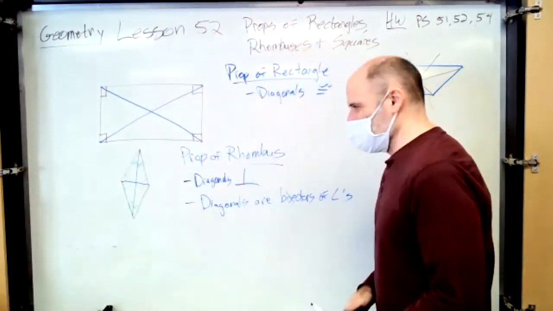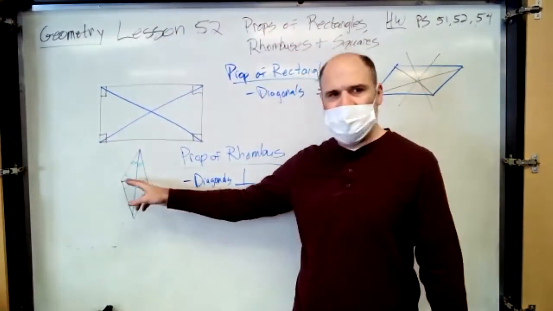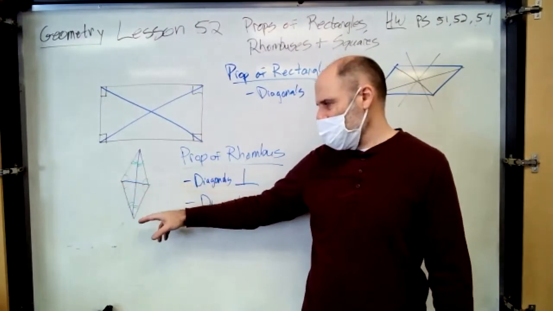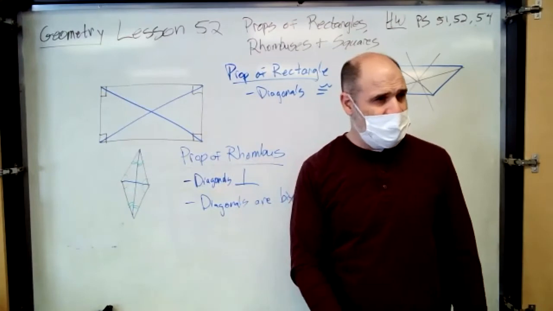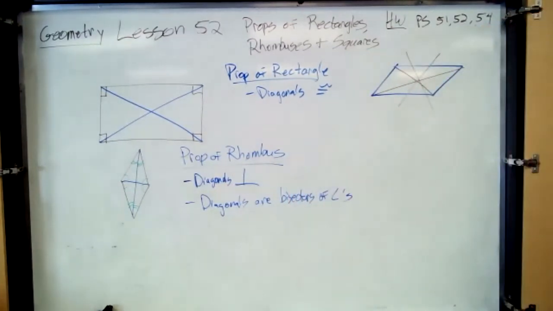So these diagonals are powerful. They create four congruent angles, and they create these four congruent angles. So they create 8 congruent angles. Not to each other, but 4 to each other and another 4 to each other.